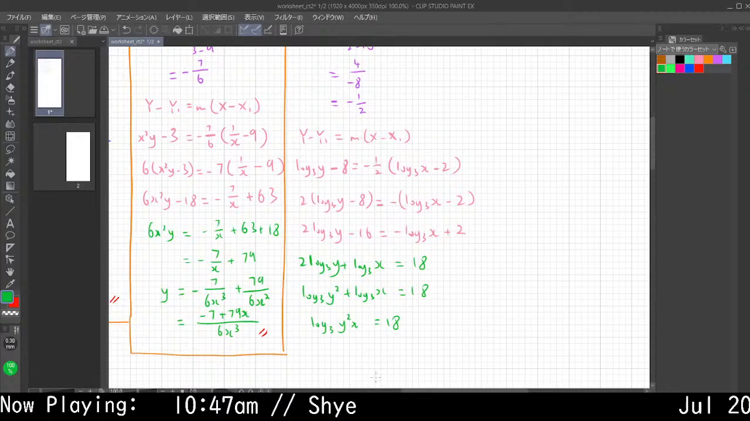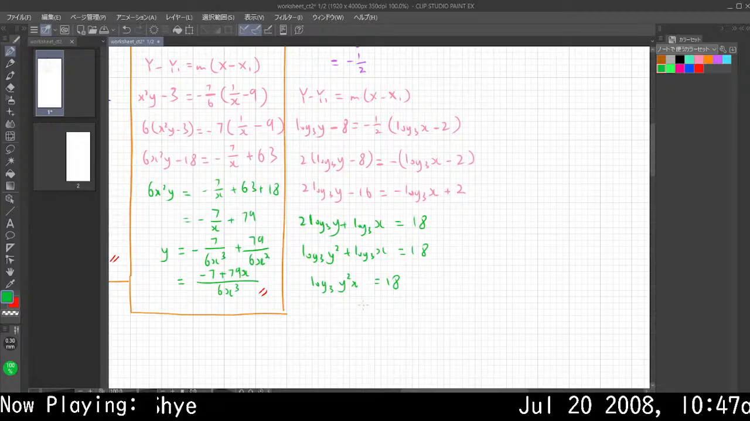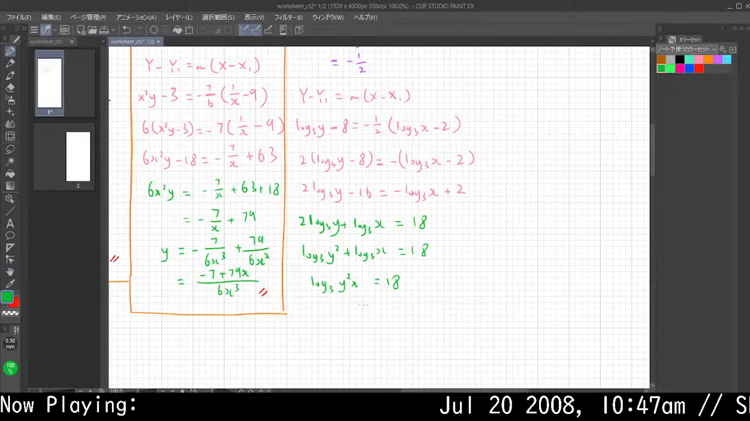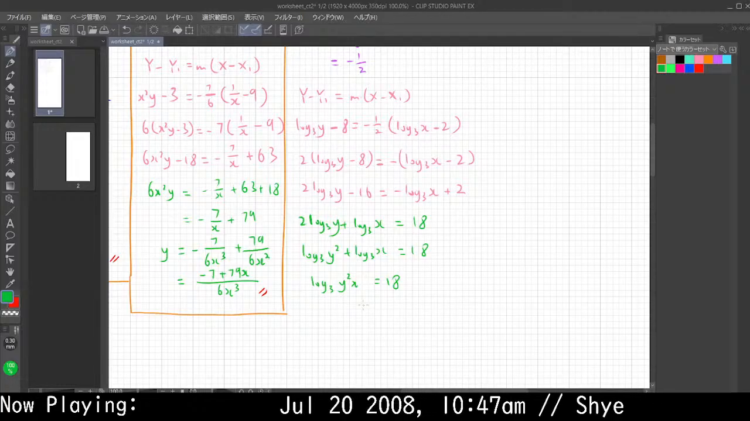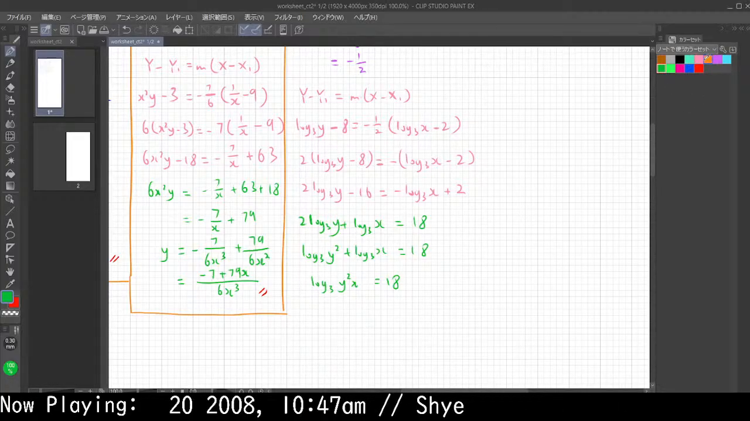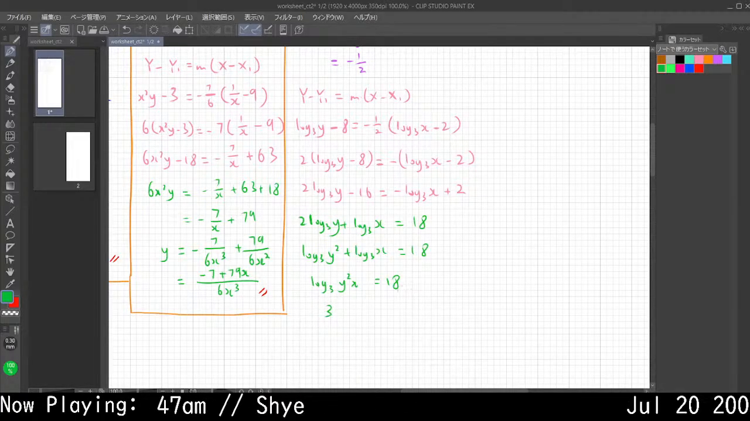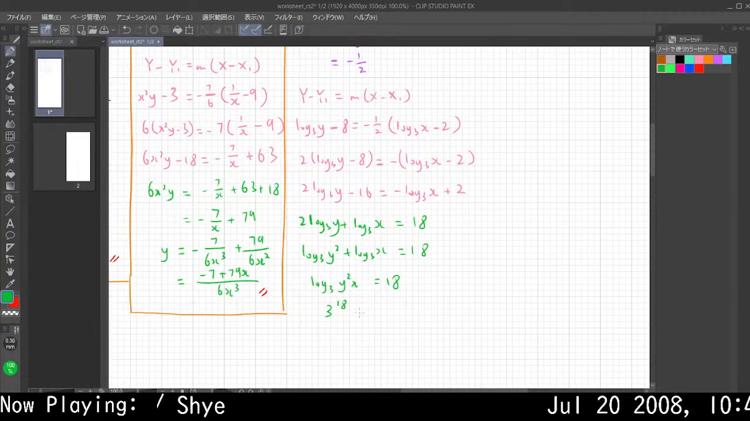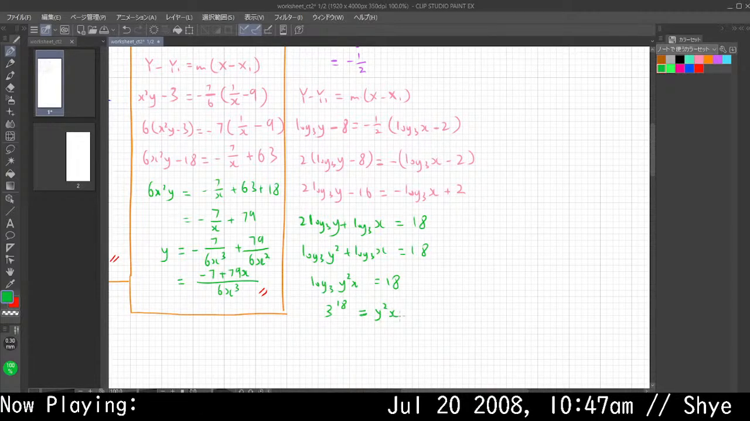You want to bring it over, so convert this into power form. Small base becomes big base, small 3 becomes 3, answer becomes power. This will equal to whatever is over here, y square x.